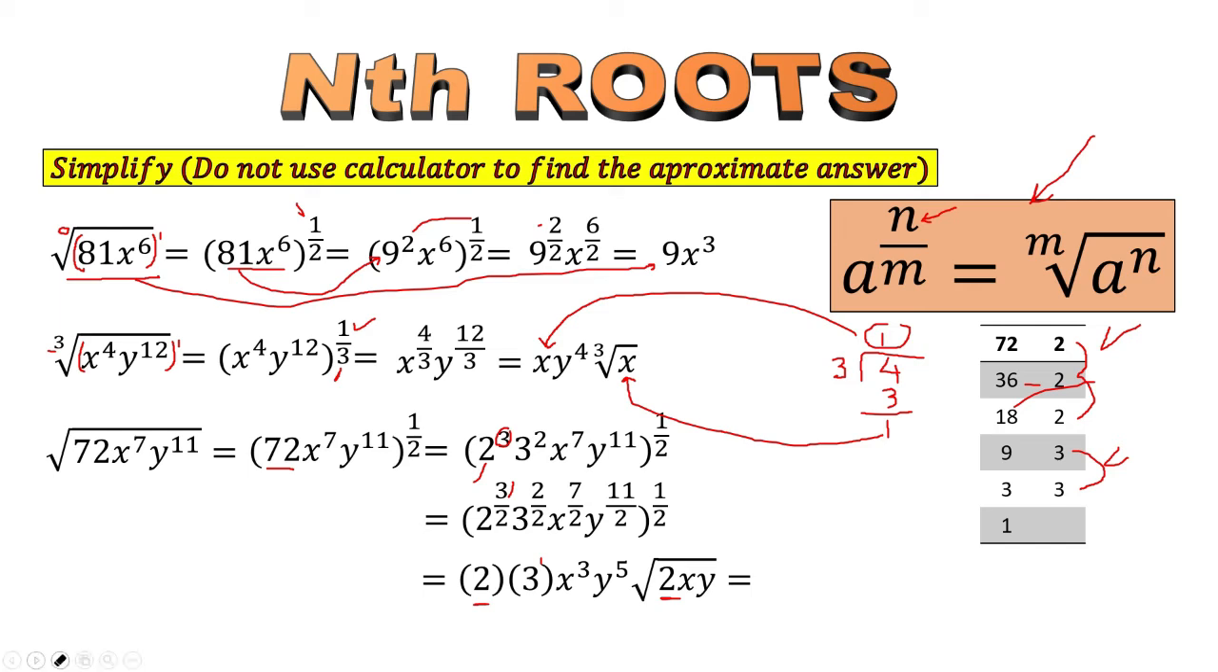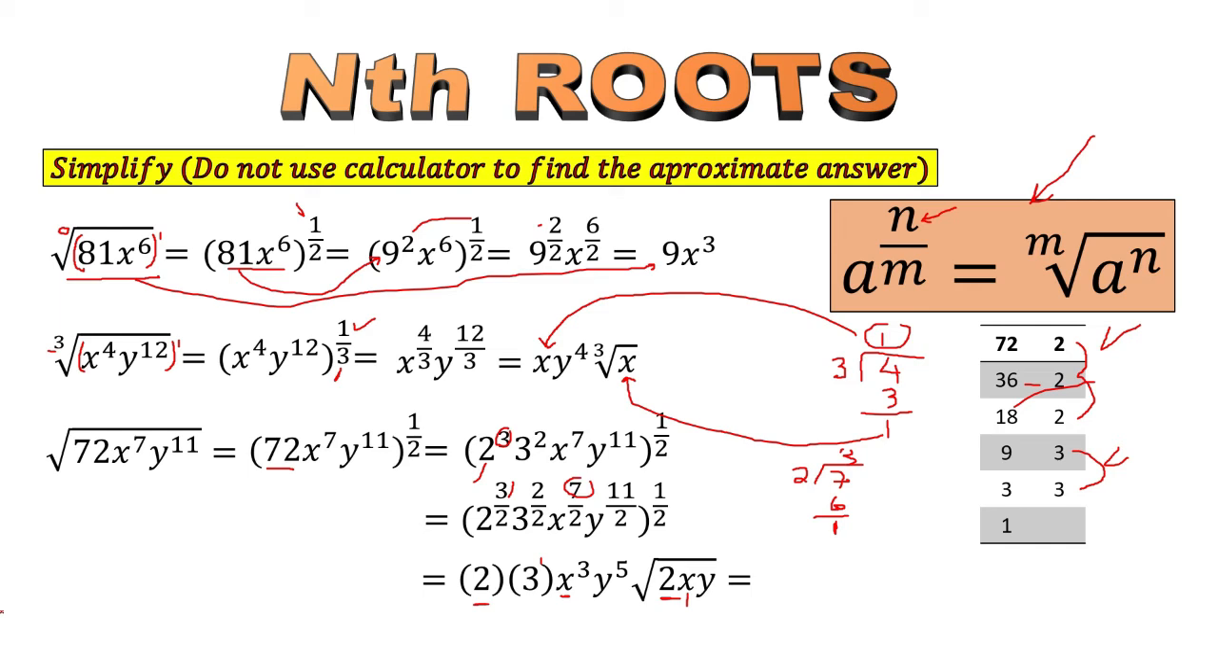Let me erase this one. Now, I'm going to divide 7 divided by 2. 7 divided by 2 is going to be 3. 3 times 2 is 6. And the remaining is 1. Now, from this 7 divided by 2, 3 of them is the quotient here. 3 of them upside and 1 inside. Now, 3x upside is the quotient. And the remaining is 1, and 1x inside.